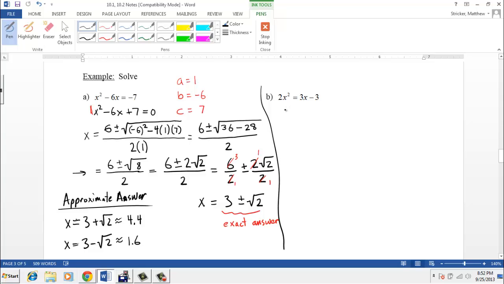Again, we need to get the quadratic equation set equal to 0. So we need to make this 2x squared, and when we move the positive 3x over, it becomes a minus 3x. And when we move the negative 3 over, it becomes a positive 3. Again, we can list what a, b, and c are equal to. You should be able to do this. Go ahead and take a sec and write those down. A is equal to 2, b is equal to negative 3, and c is equal to positive 3.